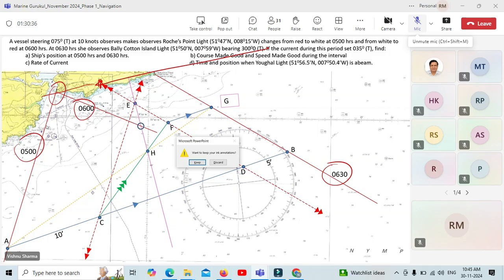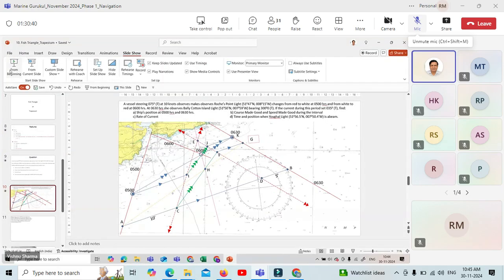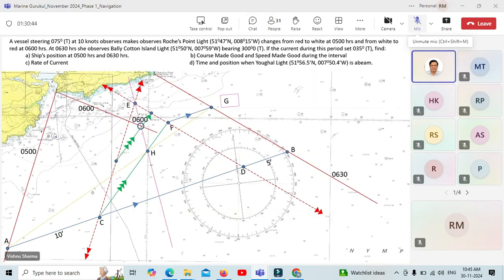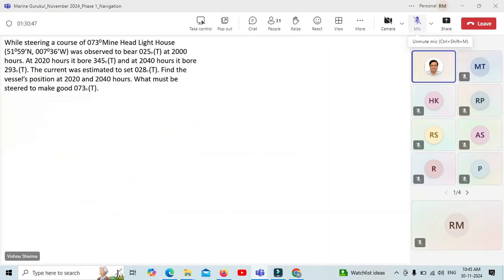Understood. And then the only option is to do the trapezium or the fish triangle method. Okay.